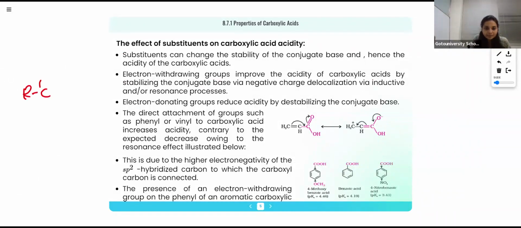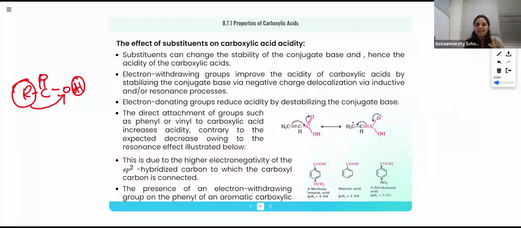Suppose R COOH. Suppose any electron donating groups are there, electron releasing groups are there, they will give all the electrons towards here. So see, here we have to release this hydrogen as H plus ion. But what will happen if all the electron density is coming here?